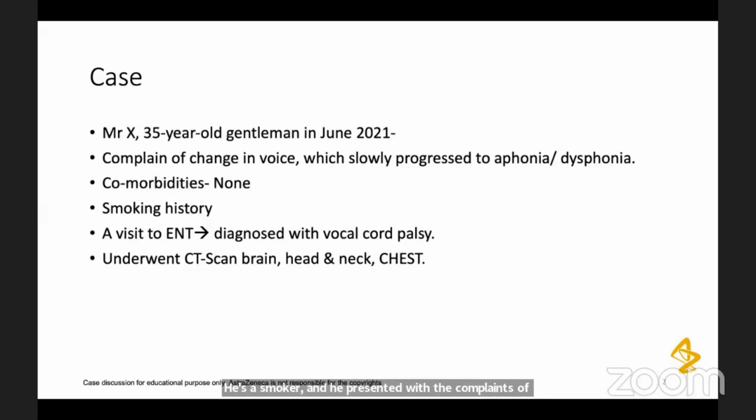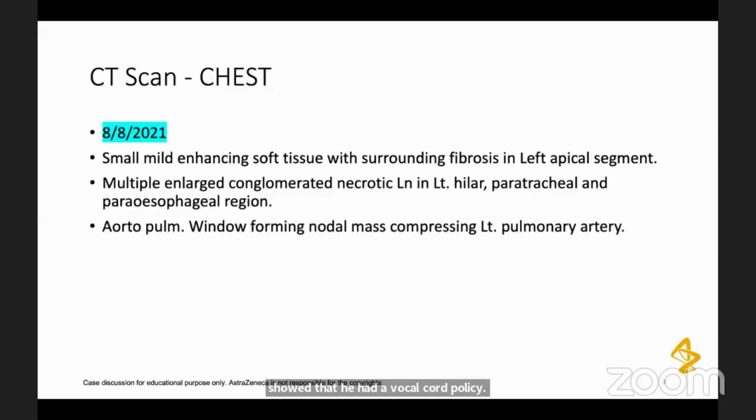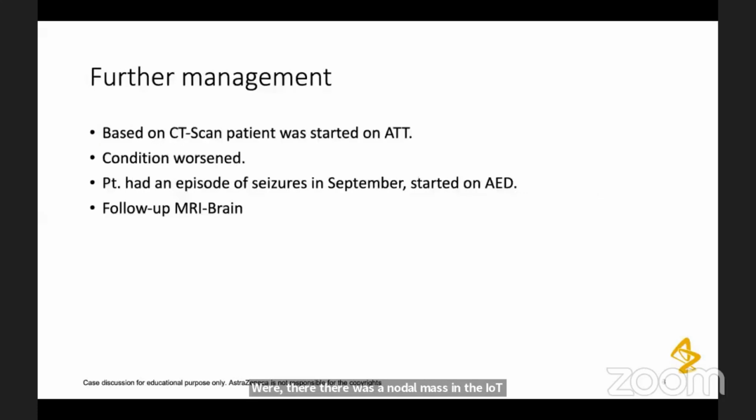He did not have any comorbidities. An ENT evaluation showed that he had a vocal cord palsy. He underwent a CT scan of the brain, head and neck, and chest. The CT, which was done in August 2021, showed a small soft tissue lesion with surrounding fibrosis in the left apical segment, and multiple enlarged mediastinal nodes were there. There was a nodal mass in the aortopulmonary window also that was compressing the left pulmonary artery.